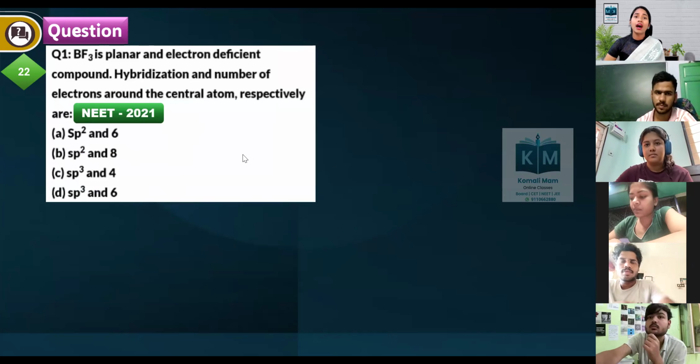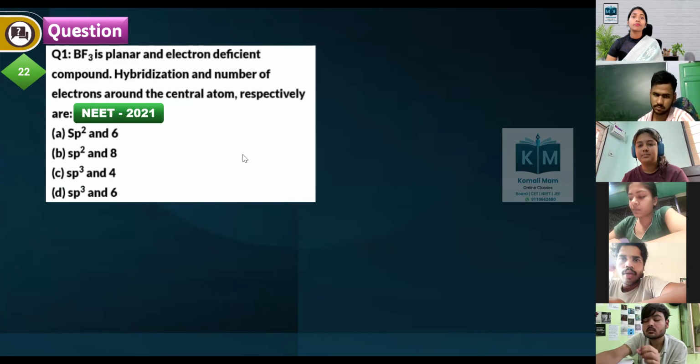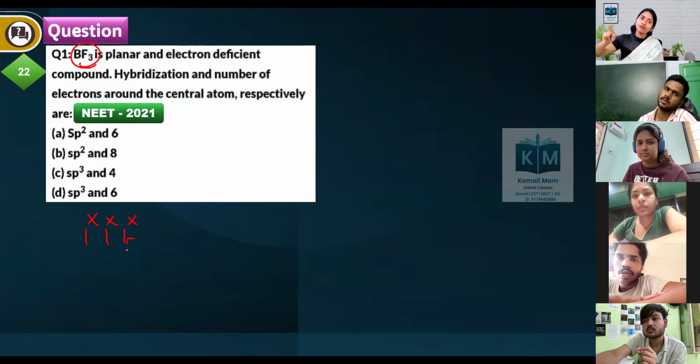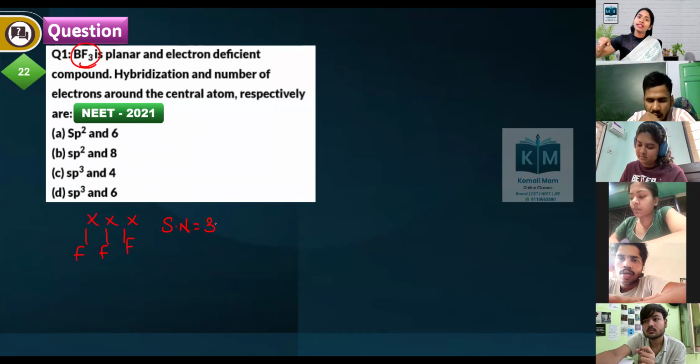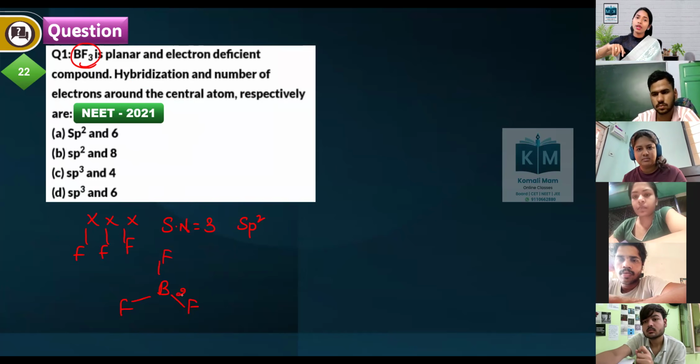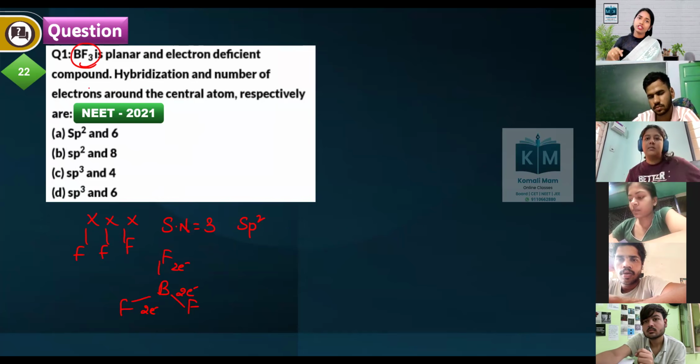BF3 is planar and an electron deficient compound. Why planar? Boron has 3 electrons in the valence shell. Each forms 1 bond. So steric number is 3, then it is sp2 hybridized. And it is electron deficient in nature because there are only 3 bonds around boron. Each bond contains 2 electrons, so total electrons are 6. So it is electron deficient, correct?